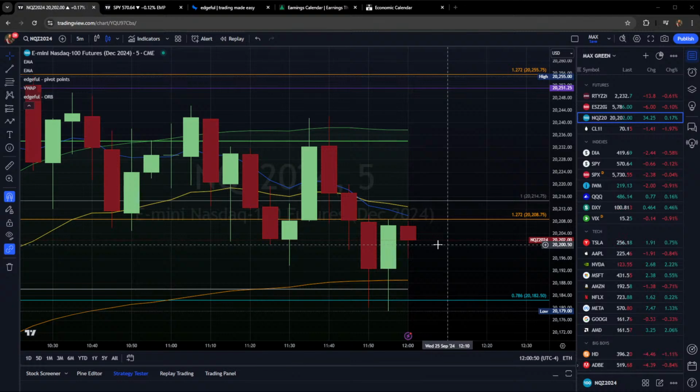We'll watch and see if this 5-minute candle closes over right here over the 200.